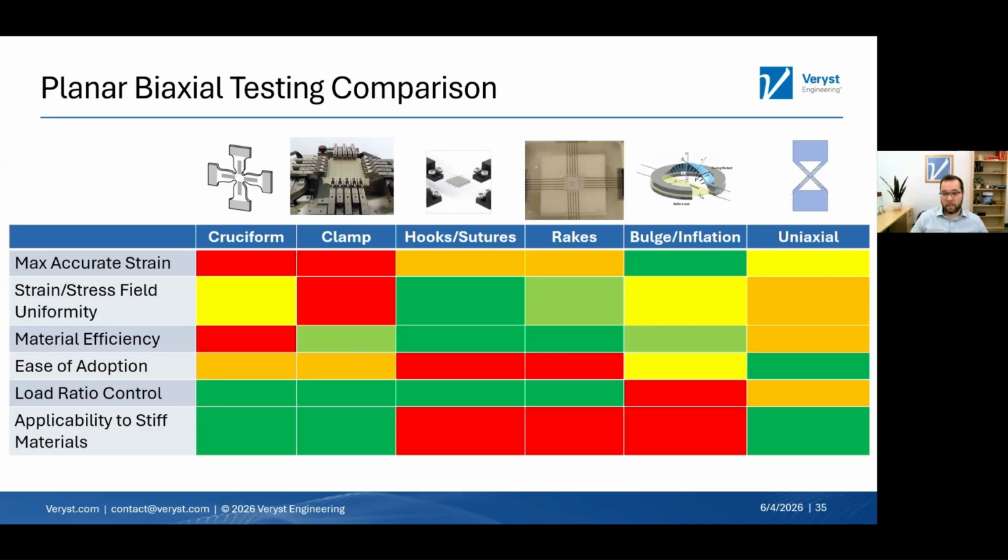If you're using a spherical indenter, possibly better, but then your frictional effects begin to become a problem as well. For this, your cruciform, your clamp, and your uniaxial test really come out on top, simply because of the ability to clamp that sample and hold it in place.